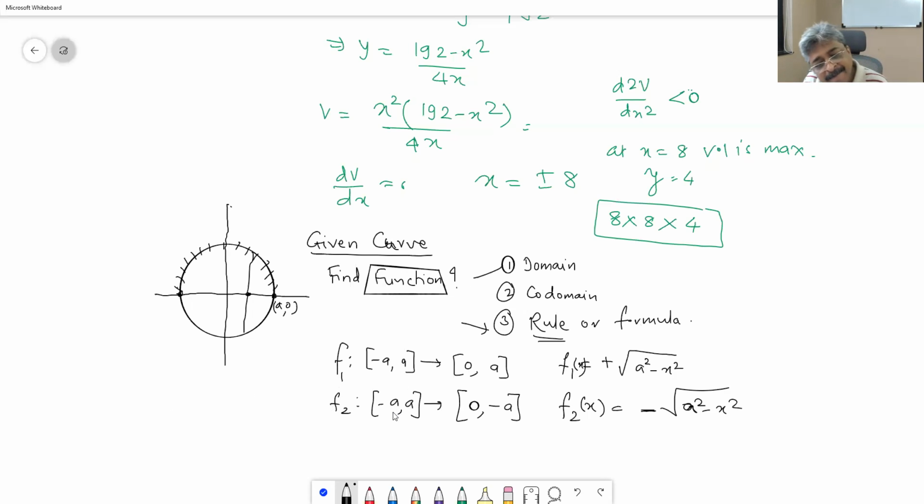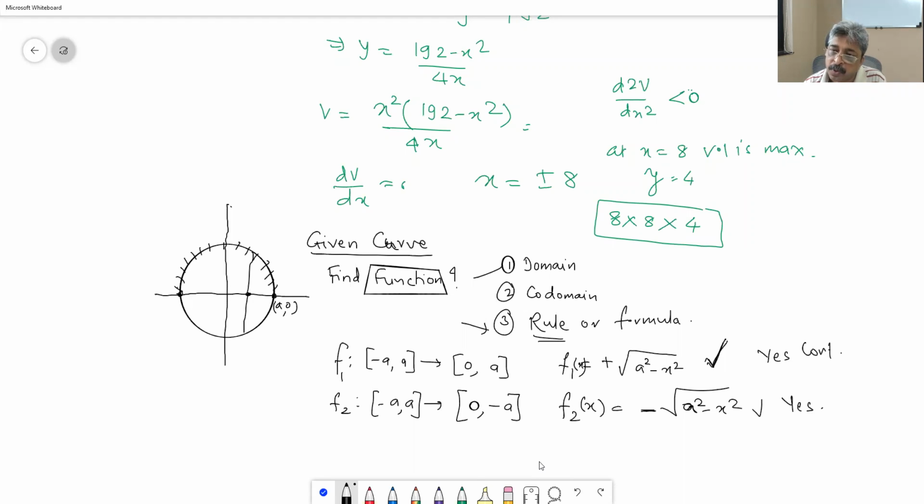Now, how about continuity of this function? Continuity of this function over this domain, we will say continuous. Yes. What about continuity of this function over that domain? Yes. Why do we say that it is a continuous function over that domain?